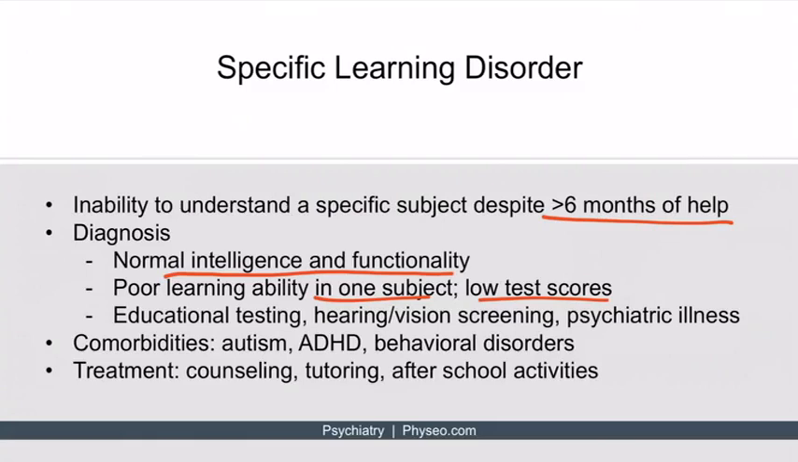Therefore, proper diagnosis involves professional assessment through educational testing, hearing and vision screening, and assuring that other psychiatric illnesses or intellectual disabilities are not the root cause of the seen learning delays. For example, it is relatively common for a child with the primary diagnosis of ADHD to also have a specific learning disorder like dyslexia. Other comorbidities are also common in children with specific learning disorder, such as autism, ADHD, and behavioral disorders. Treatment involves counseling, tutoring, and after-school activities.